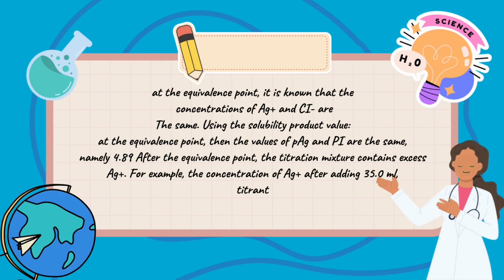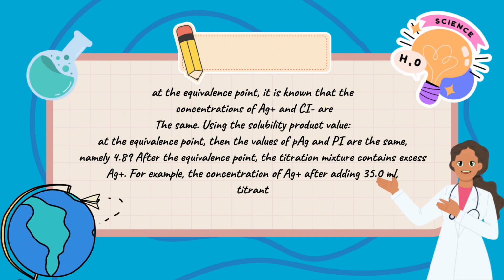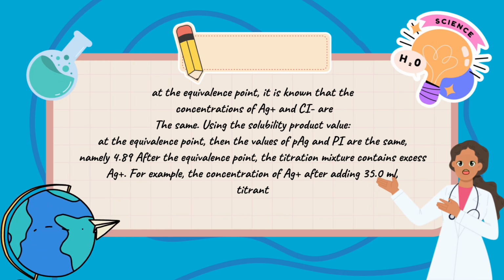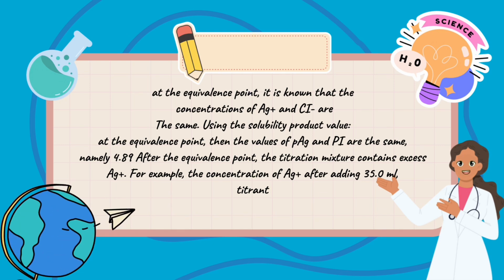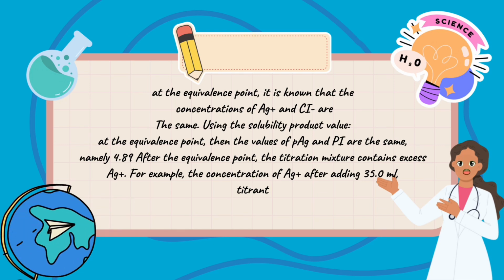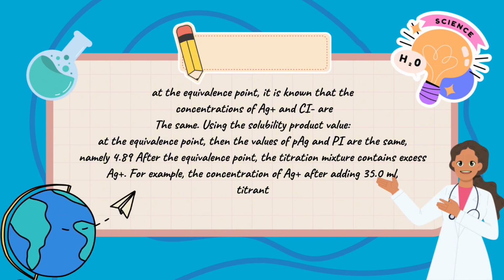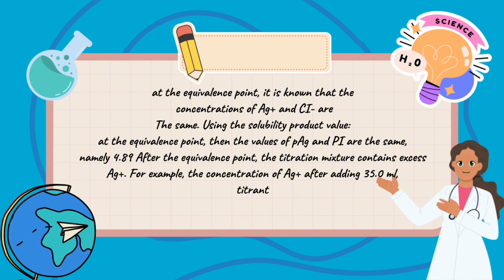At the equivalence point, the concentrations of Ag+ and Cl- are the same. Using the solubility product value at the equivalence point, the values of pAg and pCl are the same, namely 4.89. After the equivalence point, the titration mixture contains excess Ag+. For example, the concentration of Ag+ after adding 35.0 milliliters of titrant.